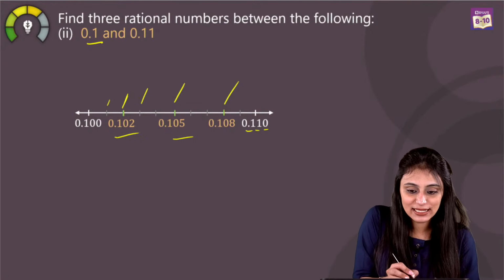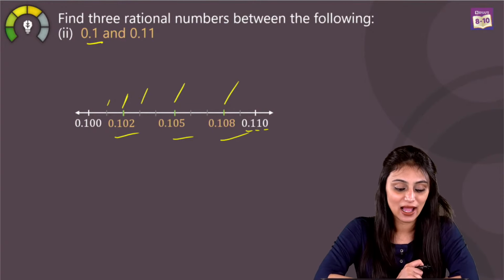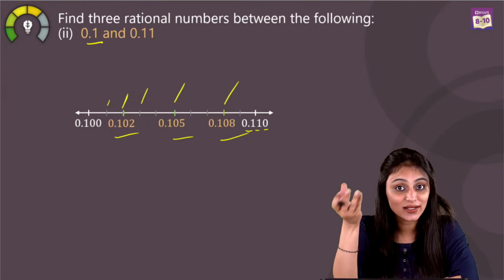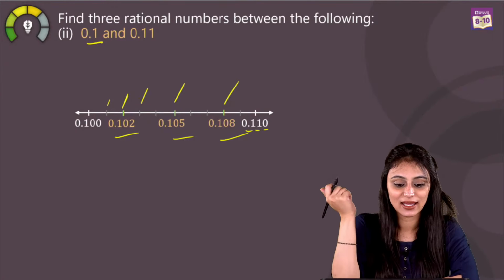So here we have got these 3 rational numbers, right? And another way to do it, like I told you, you add them up, you divide by 2, right?